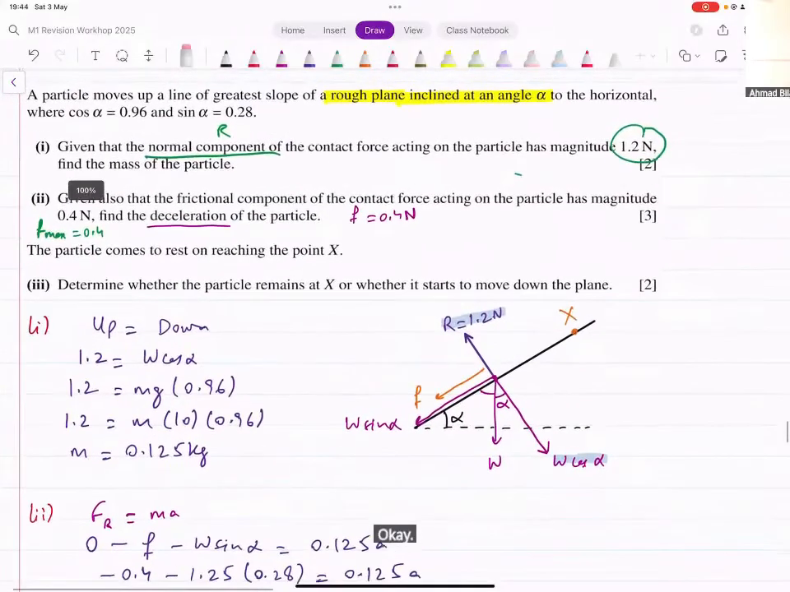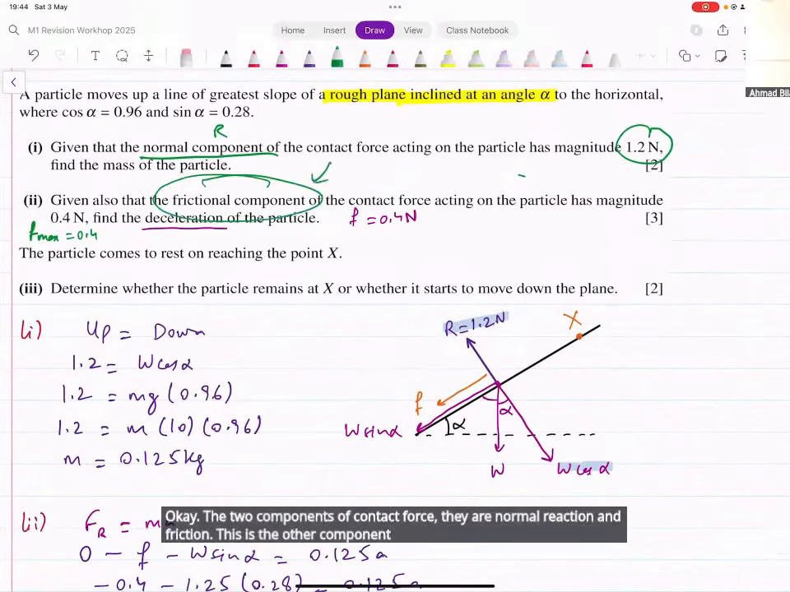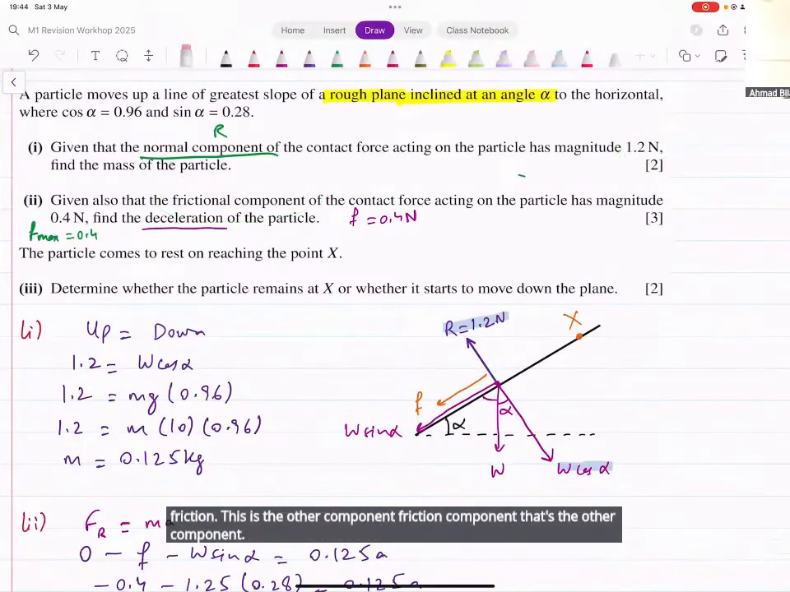The two components of contact force are normal reaction and friction. Friction is the other component.